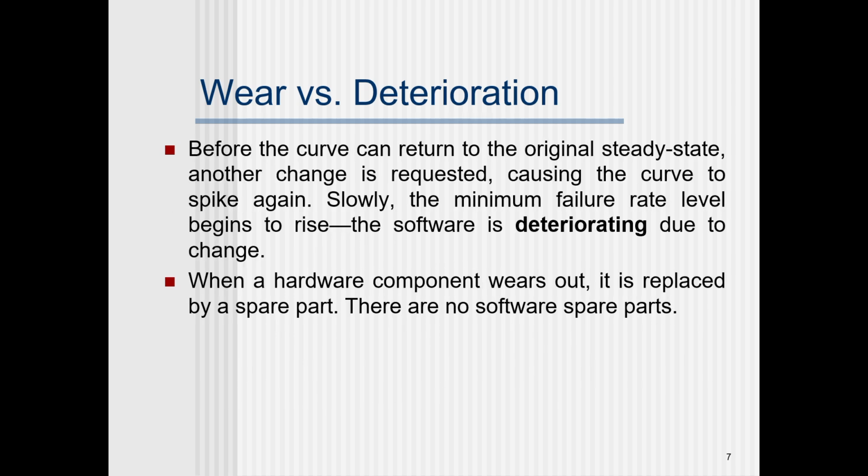Now, before the curve can return to the original steady state, another change is requested, causing the curve to spike again. Slowly, the minimum failure rate level begins to rise. That means the software is deteriorating due to the change. When a hardware component wears out, it is replaced by a spare part. But there are no spare parts for software. A spare part is nothing but an additional component. Suppose a component of a bicycle breaks; we manufacture many other products of the same type, so we replace it with another. That is how it works with hardware, but not with software.